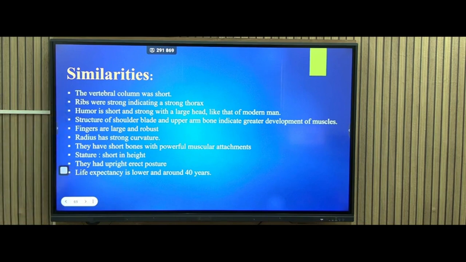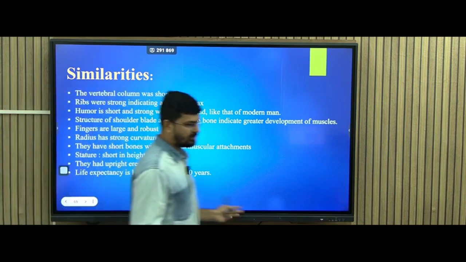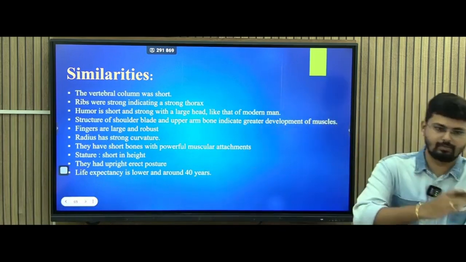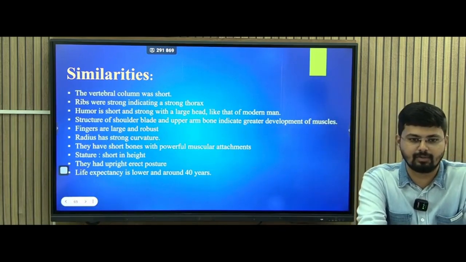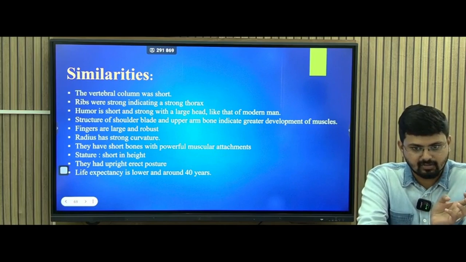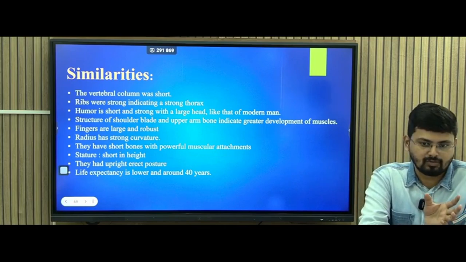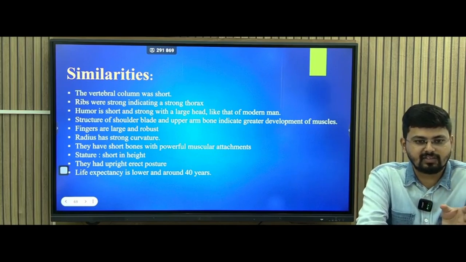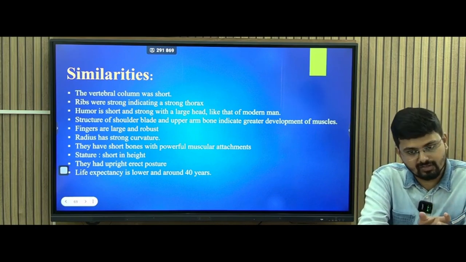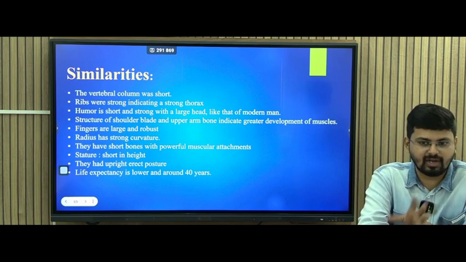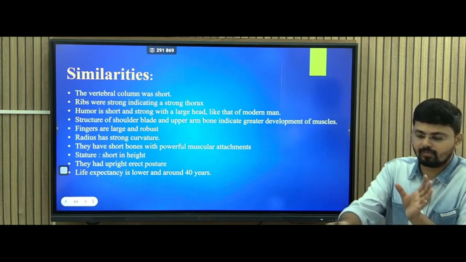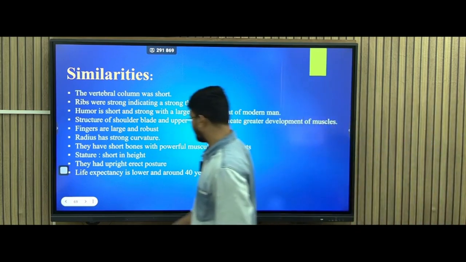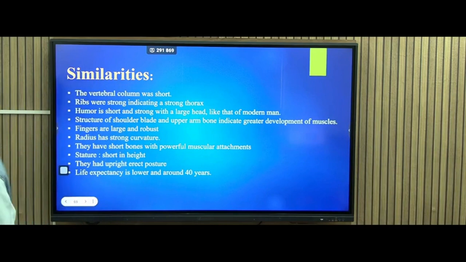So you need to remember certain similarities and the differences, because the question will be: differentiate between the classical and progressive Neanderthals physical features. So when they ask you to differentiate, you need not write only differences, you should add some similarities also. And what is the life expectancy? 40 years.